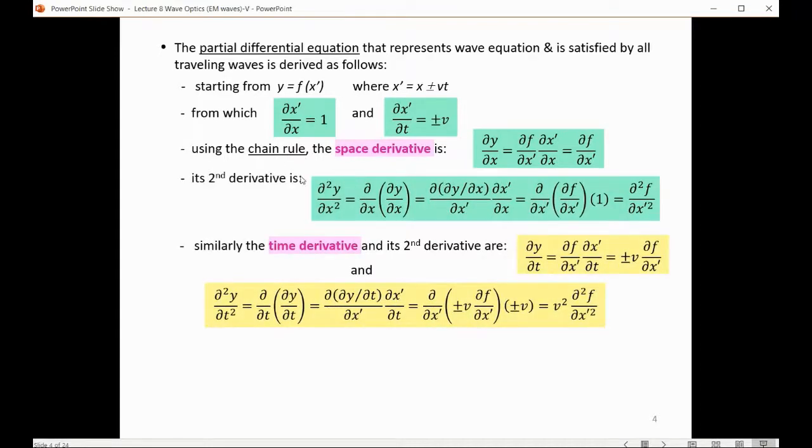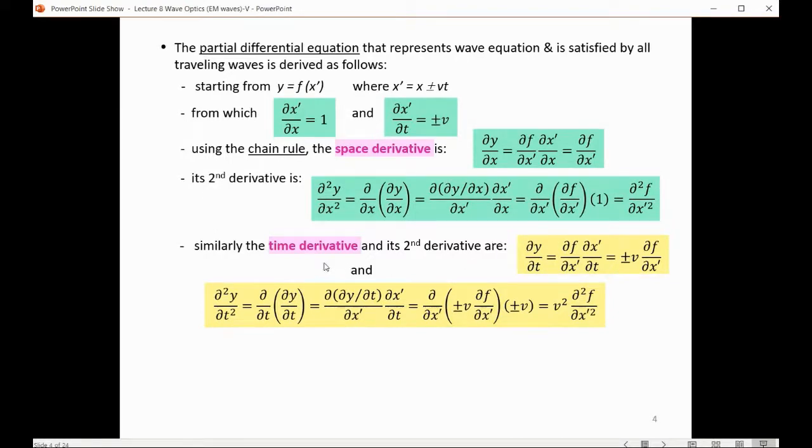And its second derivative given by del squared y del x squared will be taking the derivative with respect to x of del y del x, and then changing this del x to del x prime, we will multiply by del x prime over del x. Substituting, we have del f del x prime, and this derivative here is equal to 1. So we can then write this as del squared f del x prime squared.